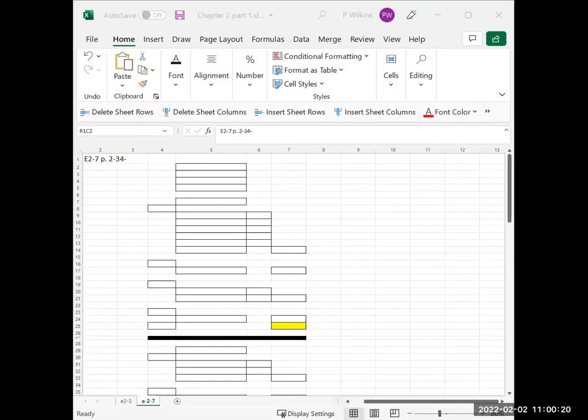So we are working through exercise 2.7 on page 234 of the text. Exercise 2.7 says, suppose the following items were taken from the 2022 financial statements of Texas Instruments Incorporated. All dollars are in millions, and it lists a whole bunch of different accounts. And then it says instructions, prepare a classified balance sheet in good form as of December 31, 2022. So we're going to do the whole thing here.